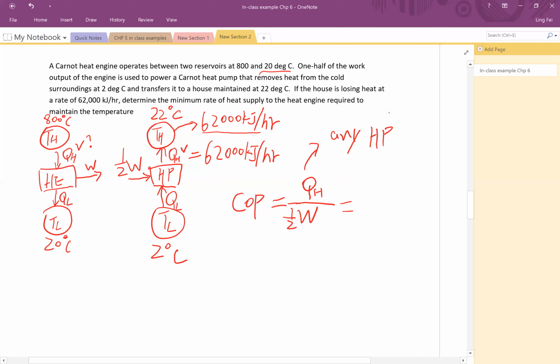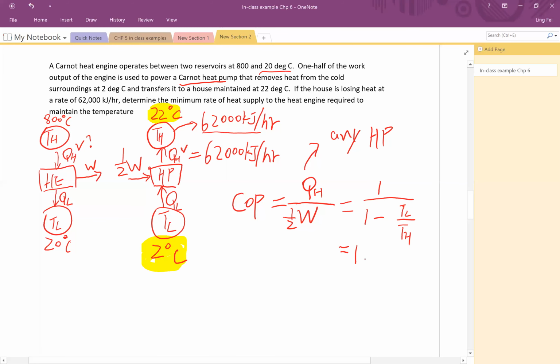But we have a Carnot heat pump. That means reversible heat pump. For a reversible heat pump or heat engine, we can also use the temperature. So you have the equation of 1 over 1 minus, if you go to your slides, you will find this. So here, do you know TL? Yes, we do. What's the TL? What's the TH? 22. So we can just do the calculation.